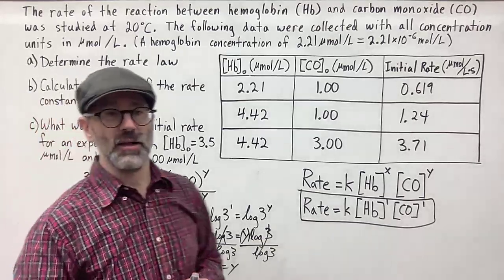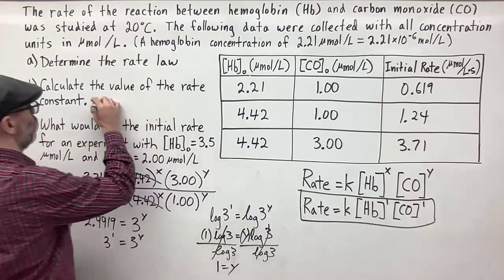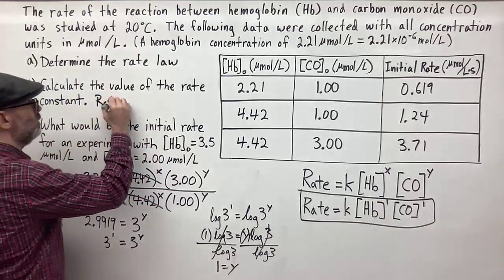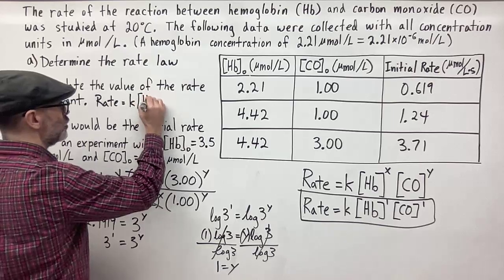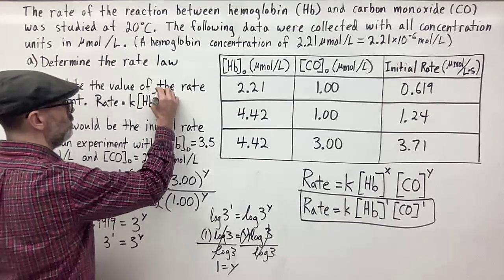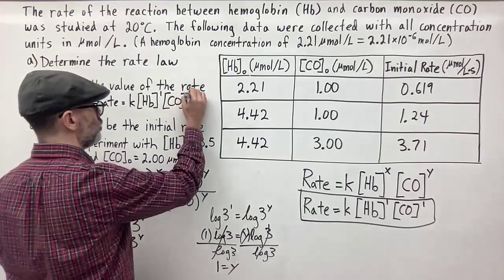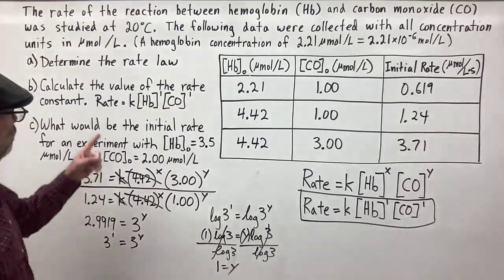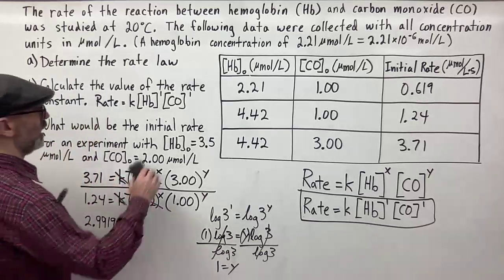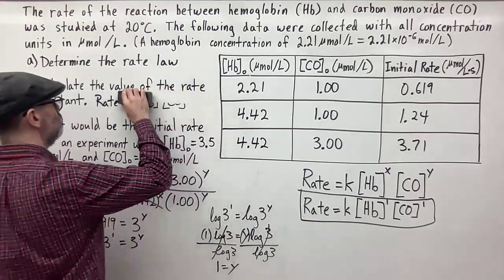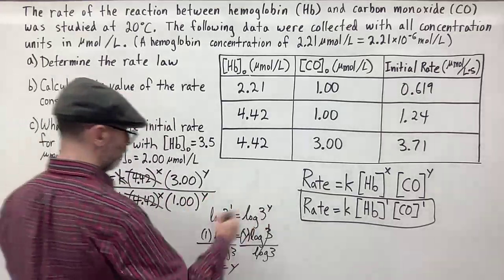Okay, now that's the first part here. So I'll go ahead and write that up here. So the rate is equal to the rate constant times Hb, hemoglobin, to the 1 power multiplied by CO, concentration, to the 1 power. Now, I wrote it on the wrong part here. That's actually up here, but I'll leave it there.